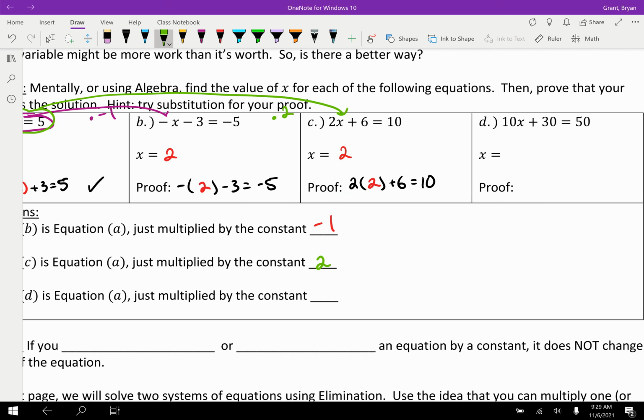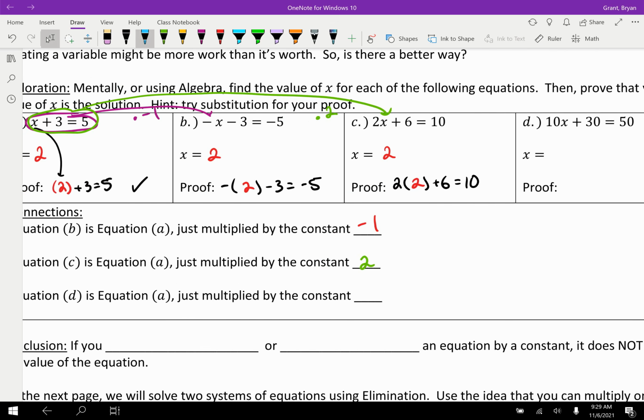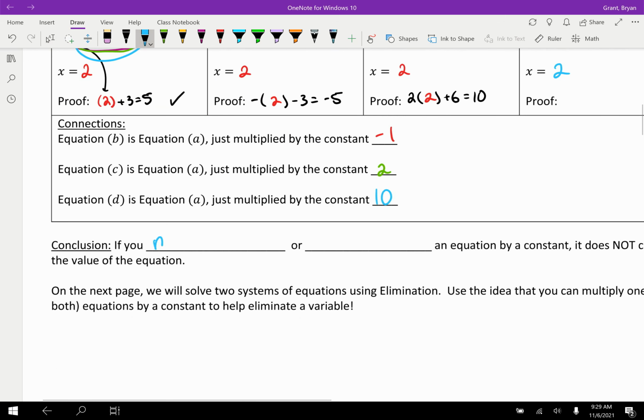Let's look at one more. The last one, well, it looks like if we're again looking for those connections, that we multiplied everything by 10 this time, didn't we? 10x, 30, and 50? Yeah, and x still ends up being 2 here. And so what we might conclude is that if you multiply, and don't forget that multiplication and division essentially do the same thing, right? If you multiply by 1/2, it's the same as dividing by 2.